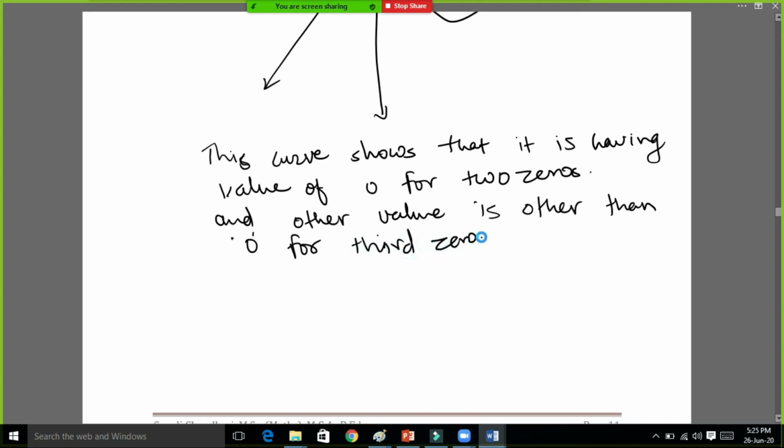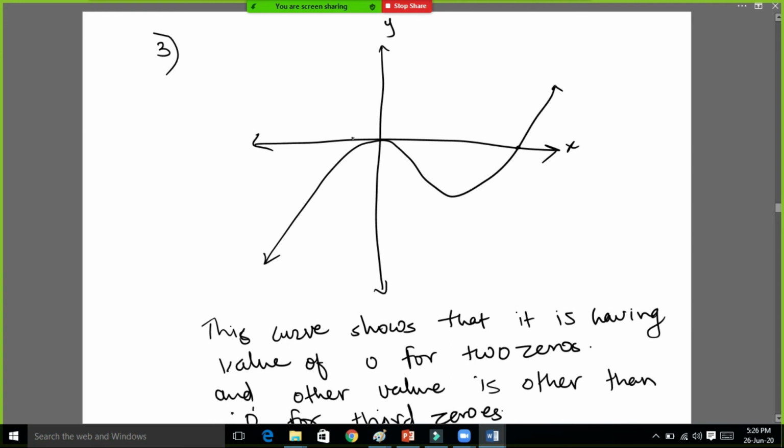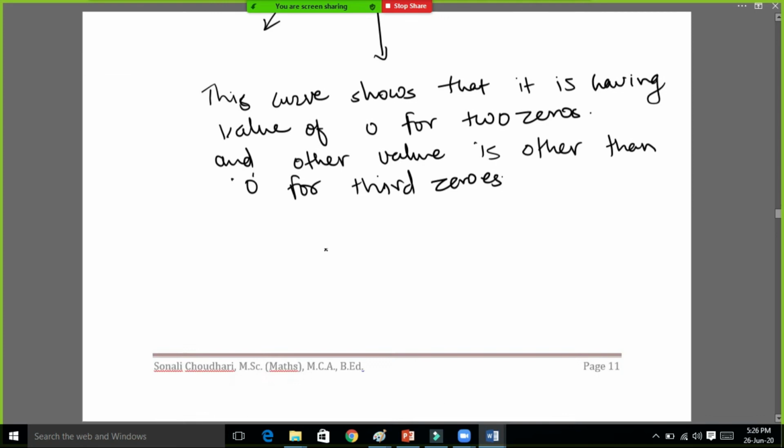We can draw this conclusion because this curve intersects the x-axis at the origin, and we observe only one other point where the curve intersects the x-axis, meaning it has one zero with a value other than 0 and two zeros with value 0. So this is all about the graphical representation of cubic polynomial.